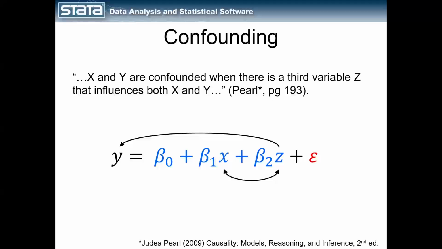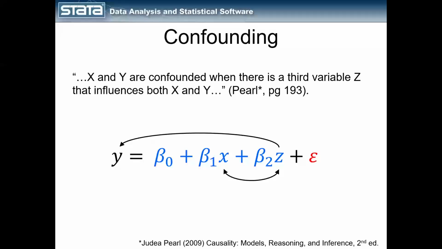So this is the definition we're going to use from today, and it comes from Judea Pearl's book on causality. According to Pearl, X and Y are confounded when there's a third variable Z that influences both X and Y.